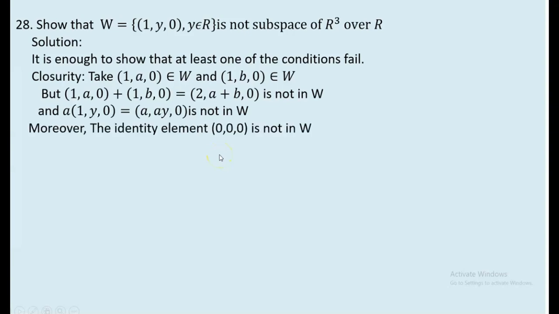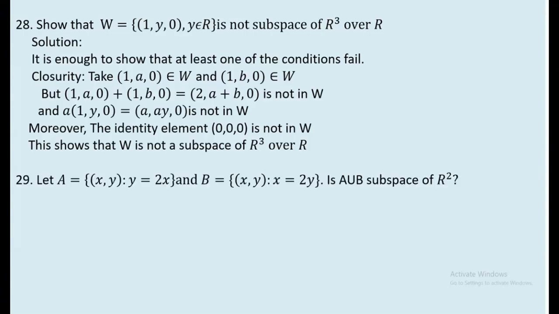And that is it. Moreover, the identity element (0, 0, 0) is not in W. You see, so I just brought three different situations where this is not fulfilled, but it is enough to bring one only. Anyway, this given W is not a subspace of R cubed.